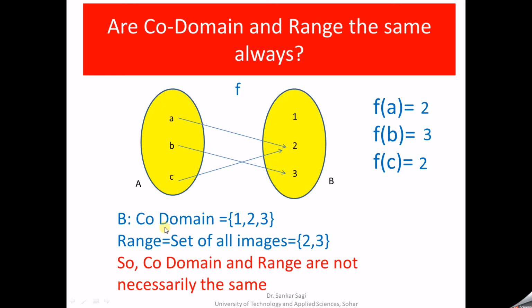So in this example the codomain and range are not the same. So from this what we conclude is that codomain and range need not be the same always. In some cases codomain and range are the same, but they are not necessarily the same always.